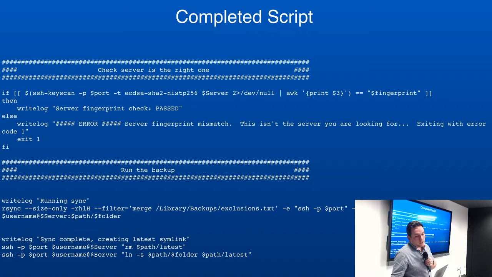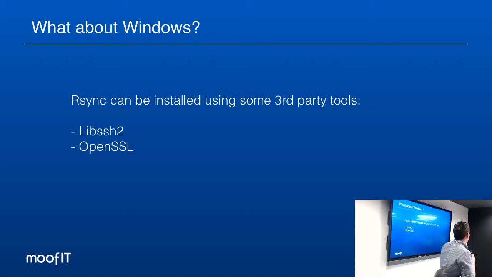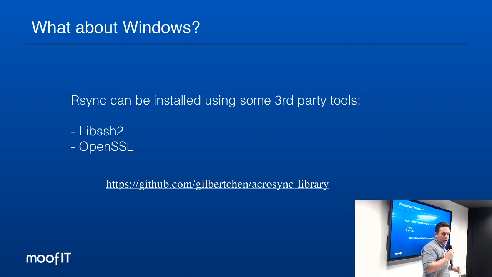Now, what about Windows? Obviously, I haven't mentioned Windows up to this point. Now, this is possible. We have a lot of Windows servers that we look after, but there are some prerequisites. So rsync can be installed by using third-party tools. So you need to install libssh2 and OpenSSL. They are both open source. And a very kind gentleman called Ji Chen has built a full AcroSync library, which completes a full Linux setup for rsync settings. So you can run a Mac script using AcroSync completely within Windows with no problem at all. He also does a GUI option, which makes it a lot easier to configure.